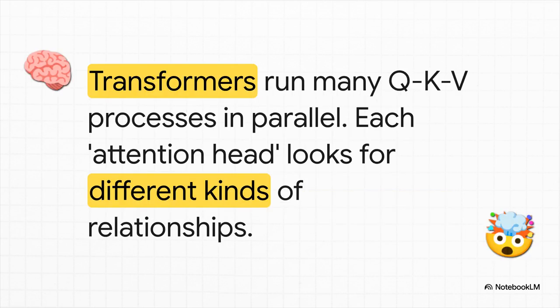But here's the thing, it's not just one of these conversations happening, not even close. The model runs this whole query key value process many times in parallel. We call these attention heads. And each head is looking for a different kind of relationship. Maybe one head is focused on grammar, another is tracking who's doing what to whom, and a third is looking for semantic similarities. It's an incredibly rich, layered way of understanding text.